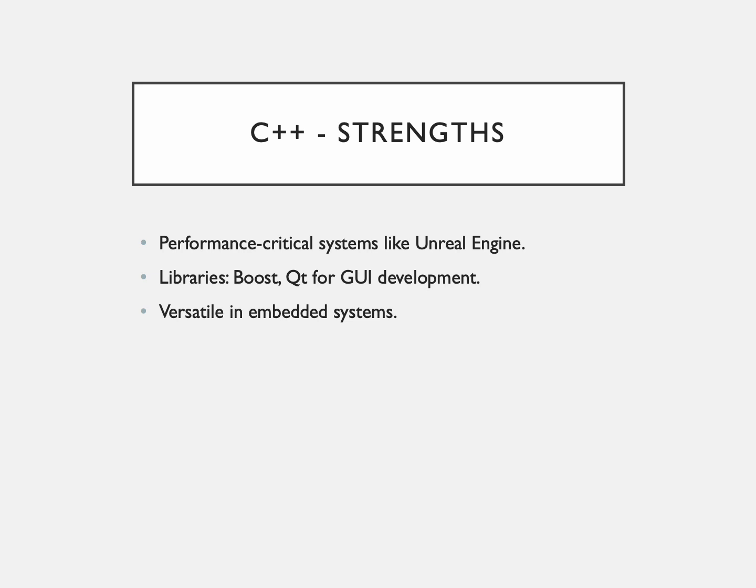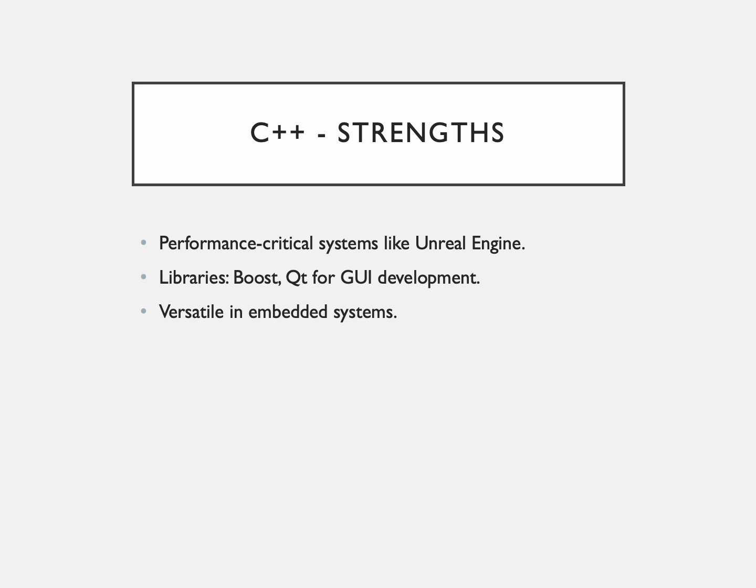One of C++'s greatest strengths is its ability to handle performance critical systems. It is widely used in developing real-time applications like Unreal Engine, one of the most popular game engines. This powers some of the most graphically intensive video games and simulations, relying on C++ for its ability to manage resources efficiently and execute tasks at lightning speed.